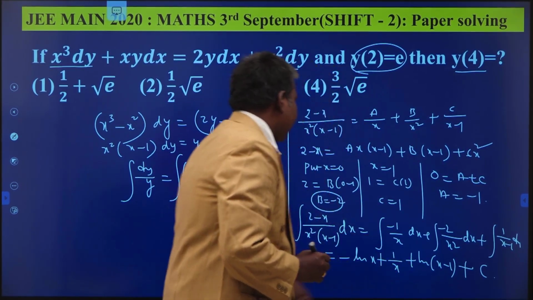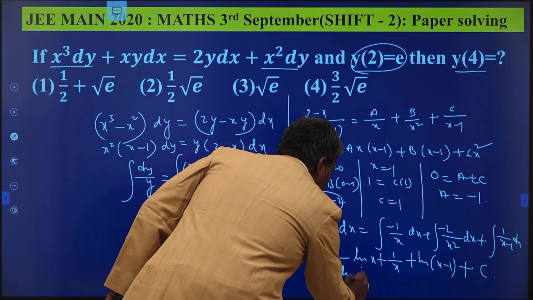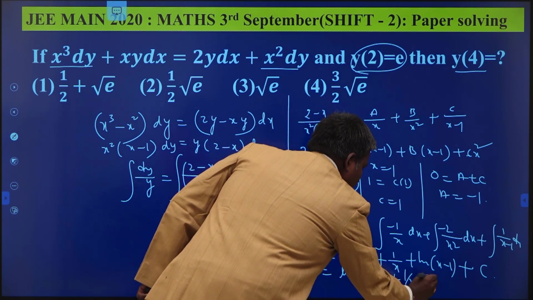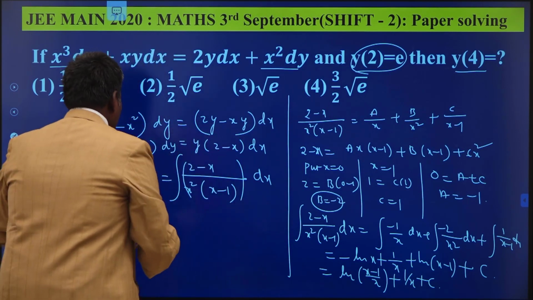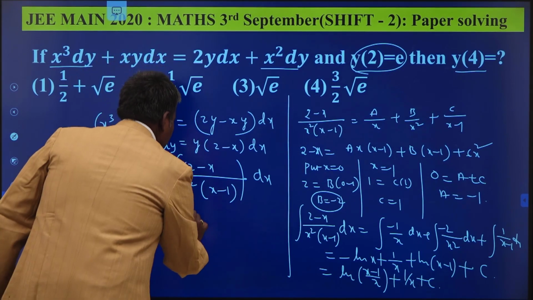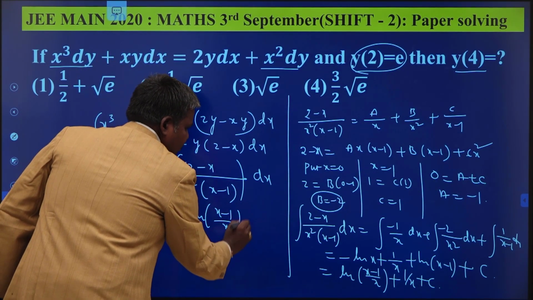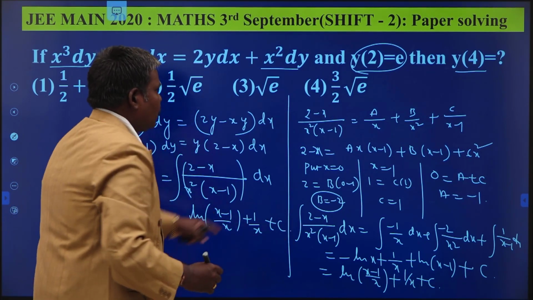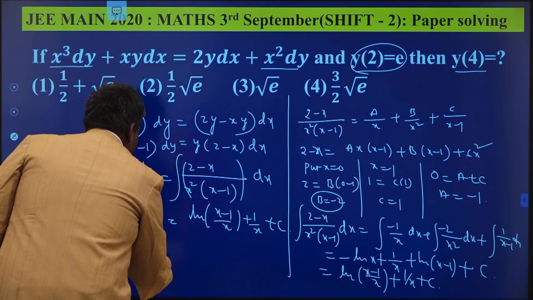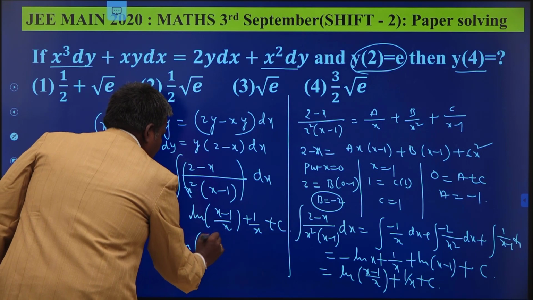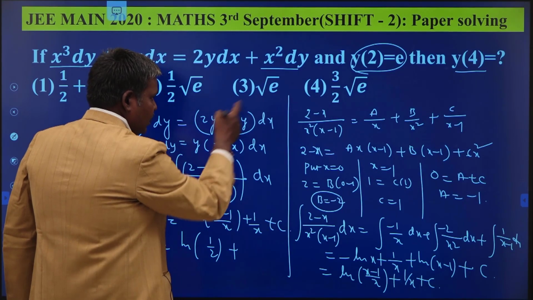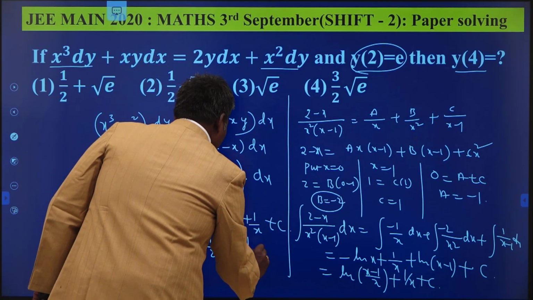By clubbing these two, log (x minus 1) by x plus 2 by x plus c. So what is the integration of dy by y? log mod y, or log y, is equal to log (x minus 1) by x plus 2 by x plus c. What is the given condition? y of 2 equal to e. When x equal to 2, y is equal to e. Log e is 1, equal to log of (2 minus 1) by 2 plus 2 by 2 plus c.